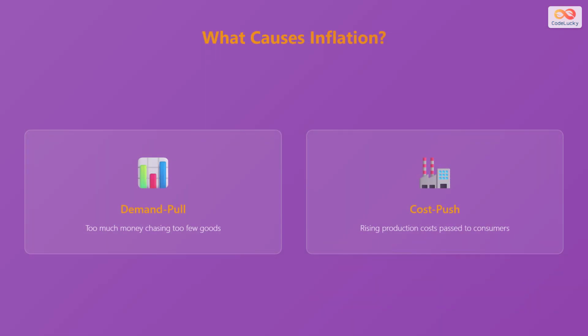Inflation happens for two main reasons. First is demand pull inflation. This occurs when there's too much money chasing too few goods. Imagine everyone suddenly has more money to spend, but there aren't enough products available. Prices naturally rise because demand exceeds supply. The second cause is cost push inflation. This happens when the cost of producing goods increases. For example, if oil prices rise, transportation costs increase, making everything more expensive to produce and deliver. Companies pass these higher costs to consumers through higher prices.